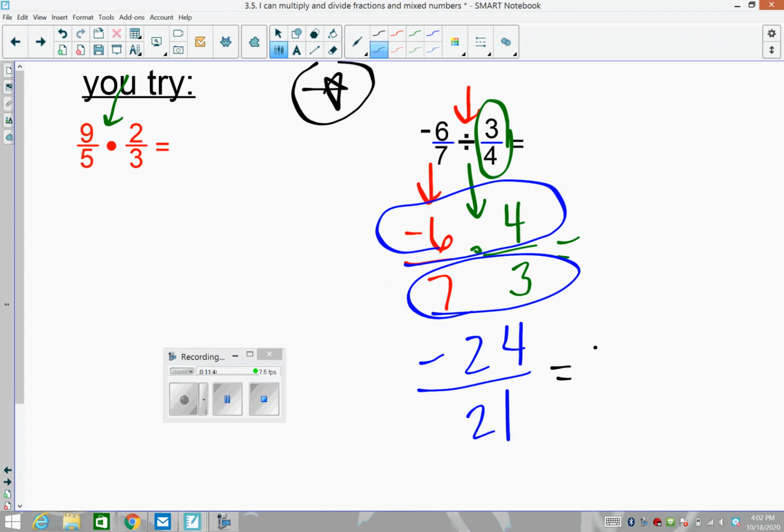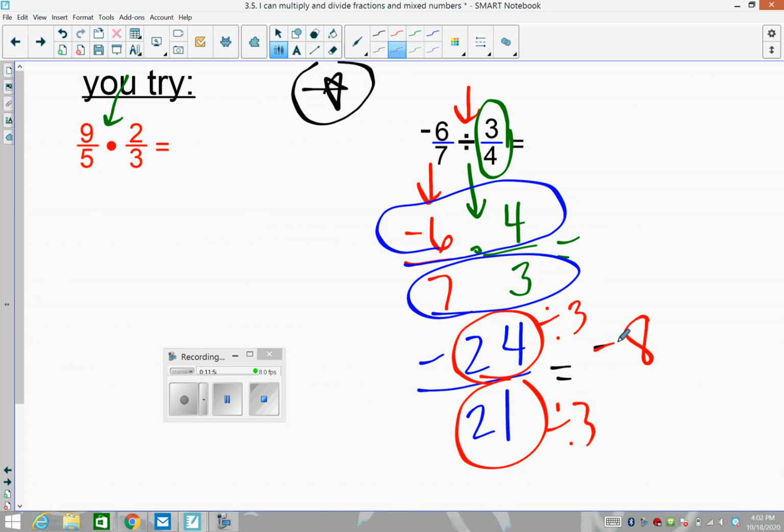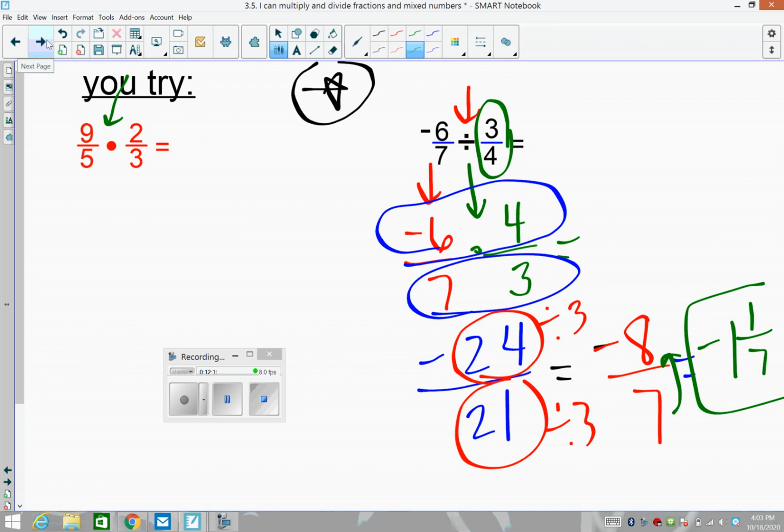And the question is, can I put this in lowest terms? Well, I know the resulting answer would be negative. I'm going to start just by dividing some stuff out. I know that a 3 can go in there, and I know a 3 can go in there. So that gives me negative 8 sevenths, which results in negative 1 time it goes in there, remainder 1/7. So negative 1 and 1/7. Make absolutely sure if you change the division to multiplication that you flip the second fraction. Make sure you do that.